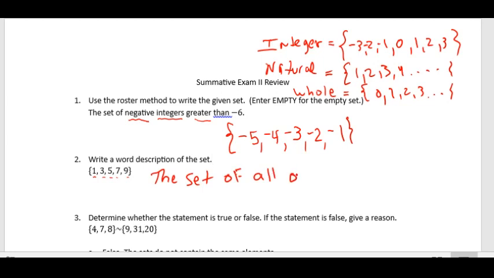all odd natural numbers, and this is only going up to 9, so we can say the set of all odd natural numbers less than 11.